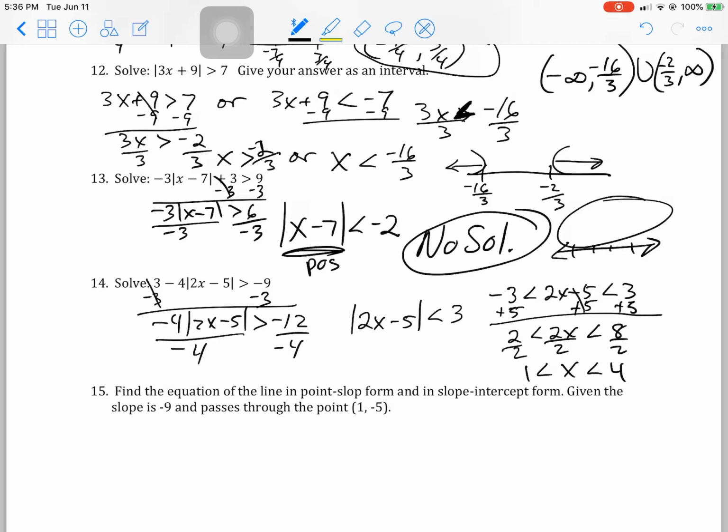All right, so that's the same as x is greater than 1 and x is less than 4. So if that was on a graph, you'd have a 1 and a 4. It'd be greater than the 1 but less than the 4. So my final answer is going to be (1, 4). Okay.